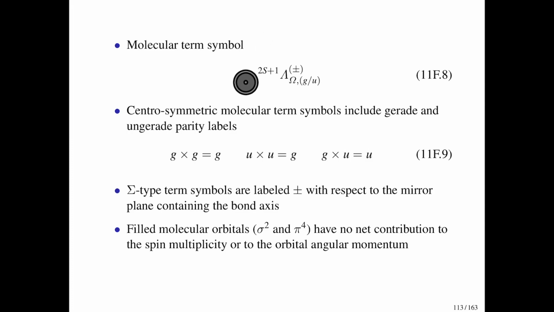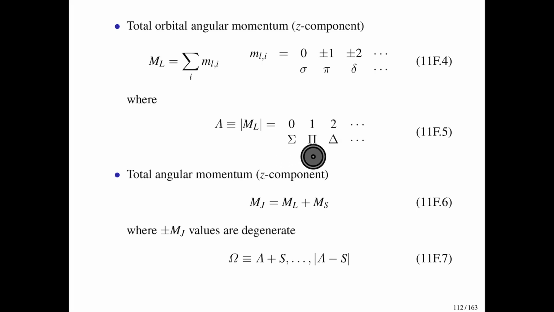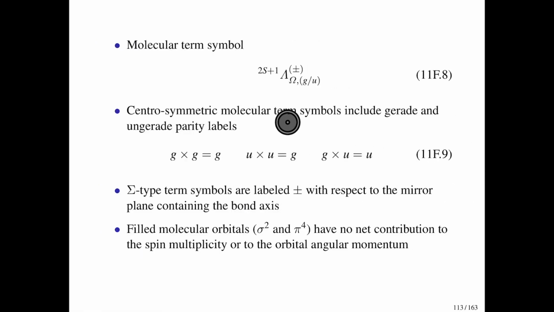This is the form for a diatomic term symbol. There's a symbol lambda in the middle, and it'll be a sigma, pi, delta type of symbol. This refers to the z component of the orbital angular momentum. So that's what the symbol in the middle means.